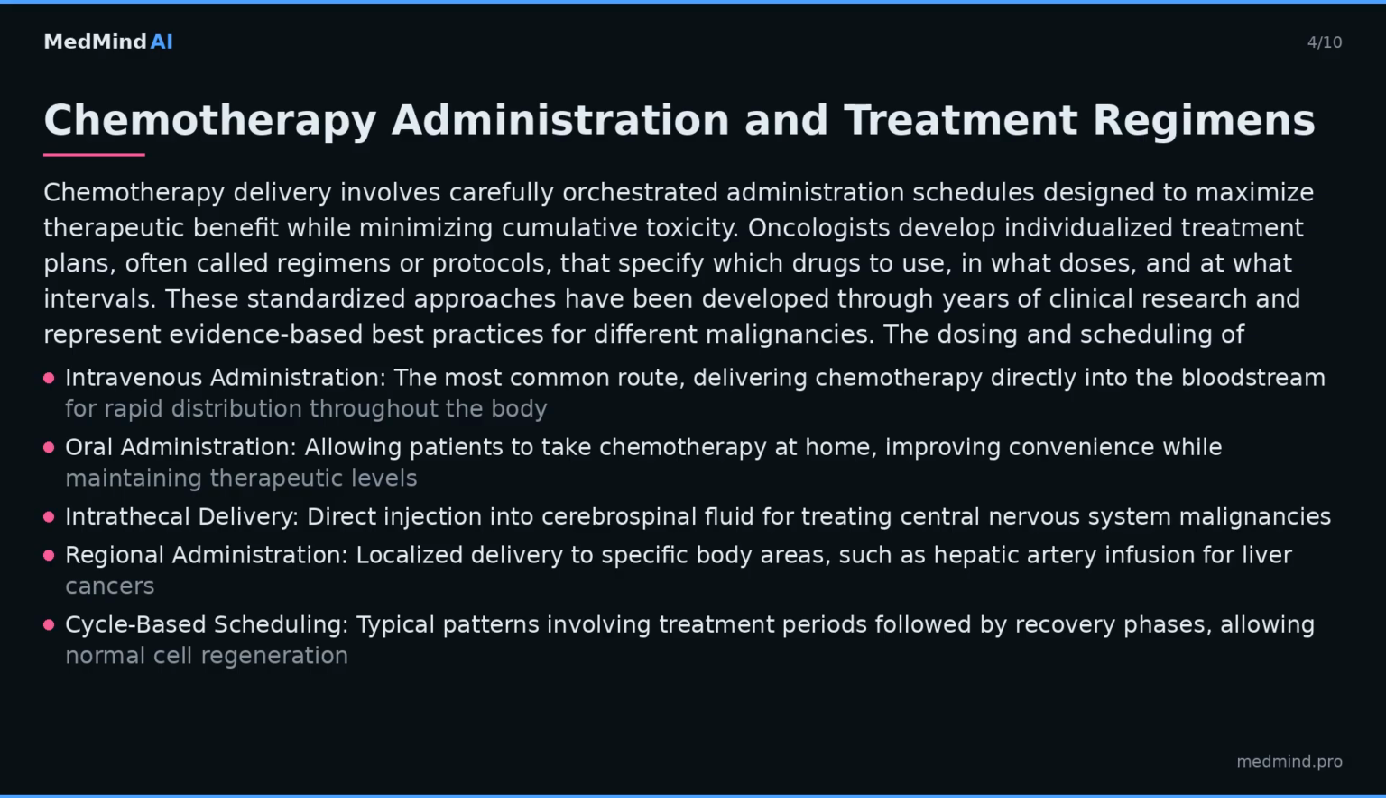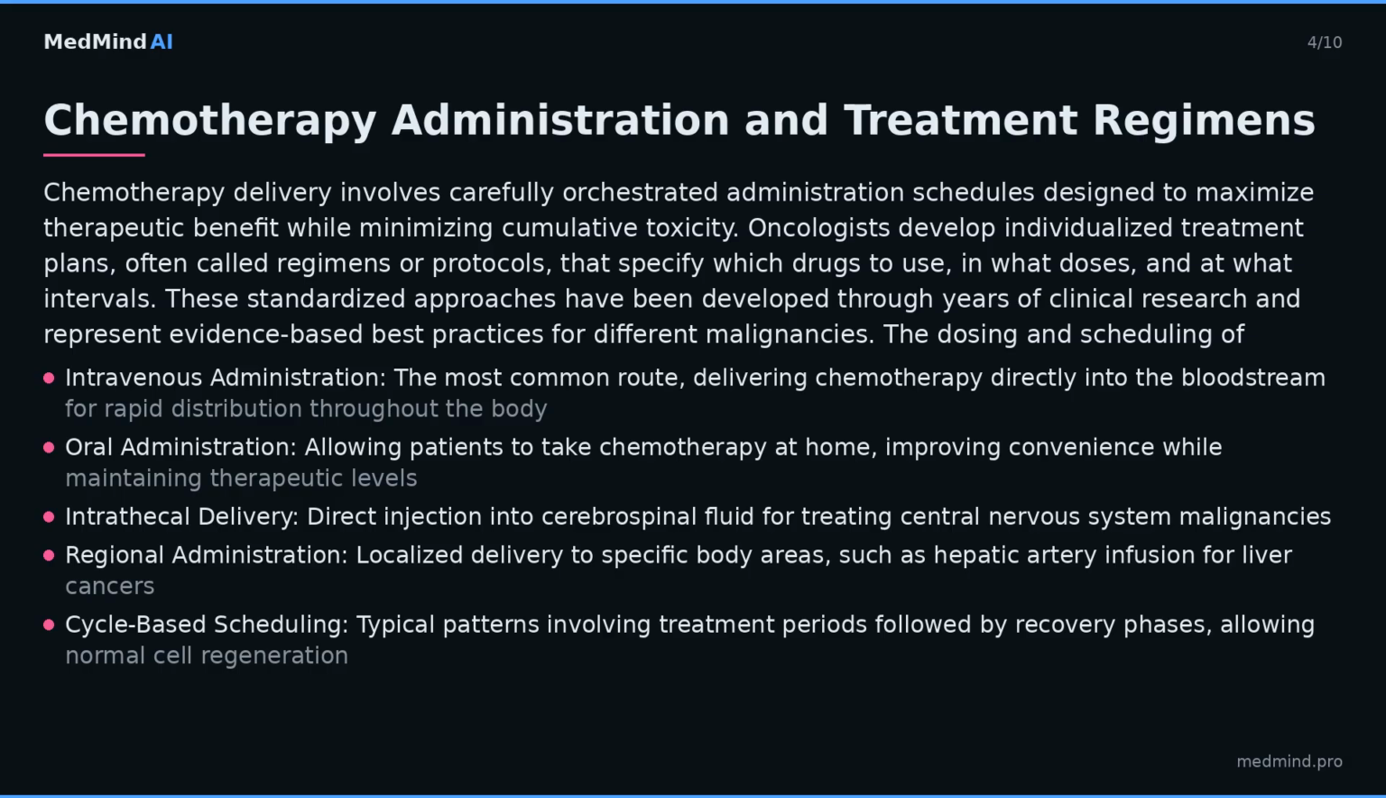The dosing and scheduling of chemotherapy reflect a balance between achieving adequate tumor cell kill and allowing normal tissues to recover between treatment cycles. Factors such as organ function, prior treatments, and overall health status influence the specific regimen selected for each patient.